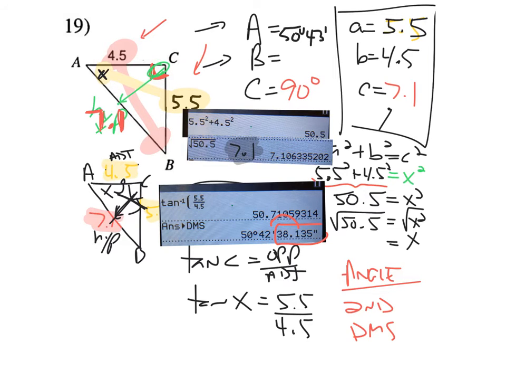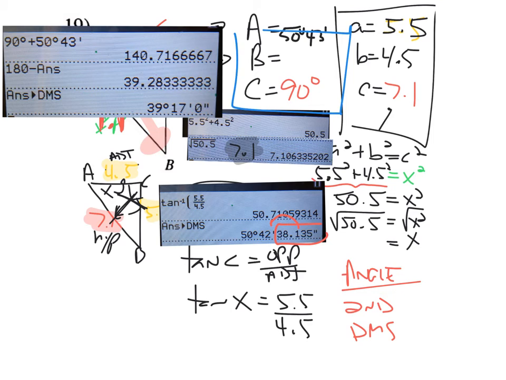Now I'm almost done. The last step is to find angle B, and now since I have two of the angles, I'm going to add them up and subtract from 180 degrees to find the missing angle. So here I added up the 90 degrees and the 50 degrees, 43 minutes. I did 180 minus that previous answer, and then I DMS'd my answer, which means here my last angle, my last part of the puzzle to solve the triangle, angle B, is 39 degrees and 17 minutes.